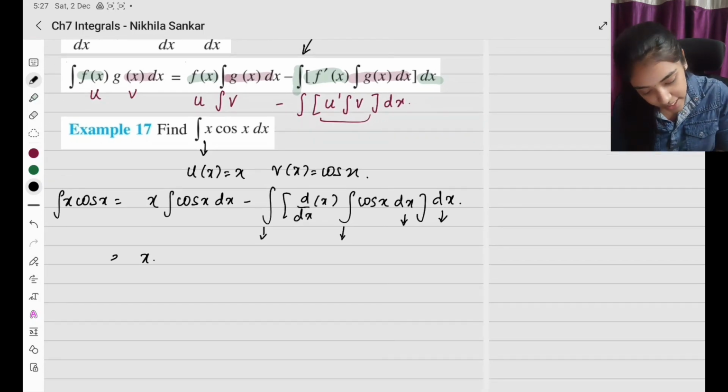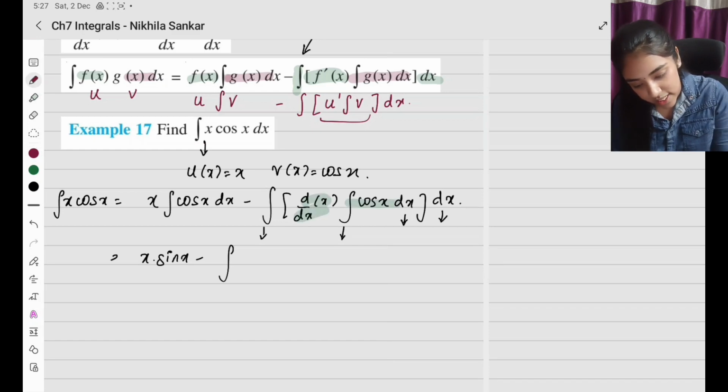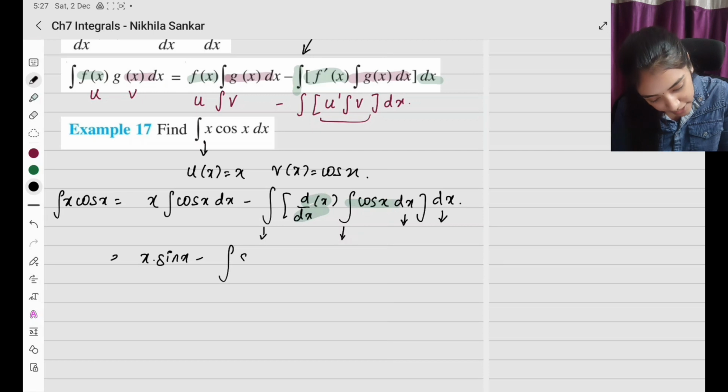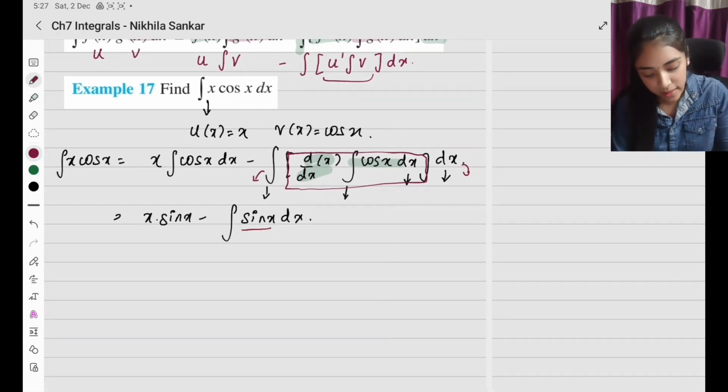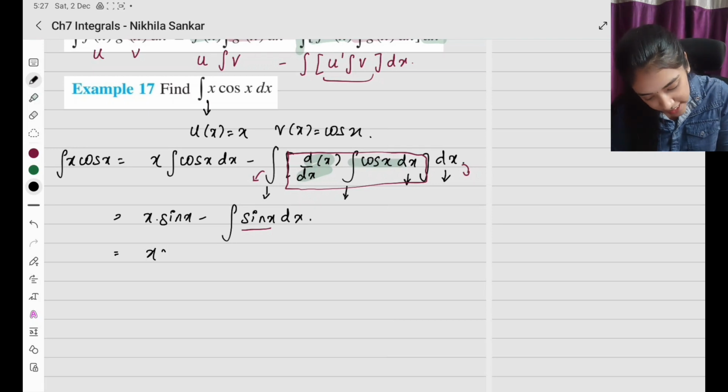So this is going to be x times the integral of cos x, which is sin x, minus integral of what is inside: d by dx of x is going to give me simply 1. So I have integral of cos x, which is going to be sin x. So integral of sin x dx. So now I have only solved this particular bracket. So 1 times integral cos x dx is going to give me sin x. I have this integral and this dx left yet. Okay, so how am I going to solve this? This is x sin x minus sin x integration is going to be minus cos x plus c.